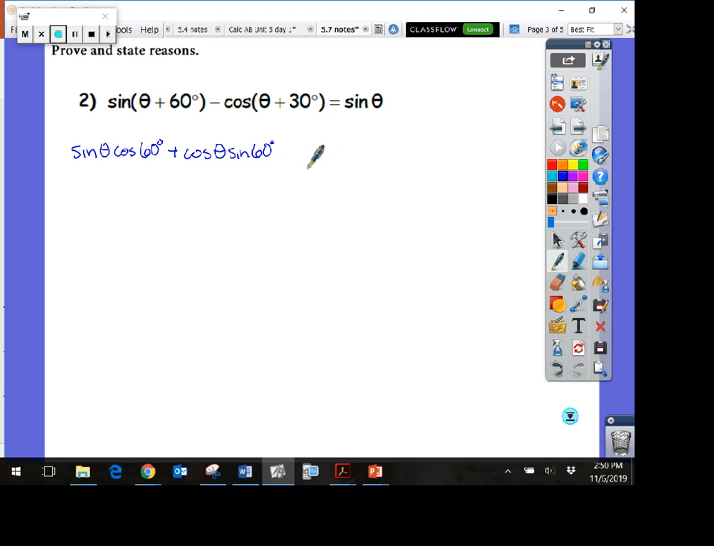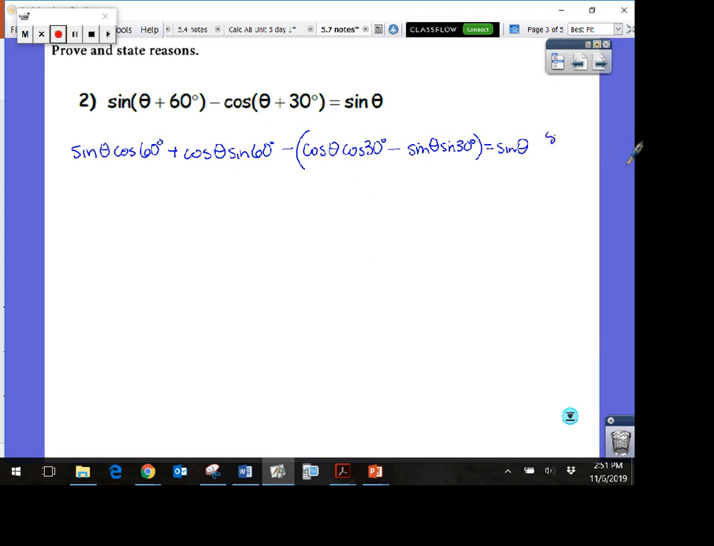We are changing this cosine of theta plus 30 into two different terms. So minus parenthesis cosine theta cosine 30 minus sine theta sine 30 equals sine theta, and that was the sum and difference ID. Again, a little bit tedious and long, but not difficult. Only one thing to do in this problem.